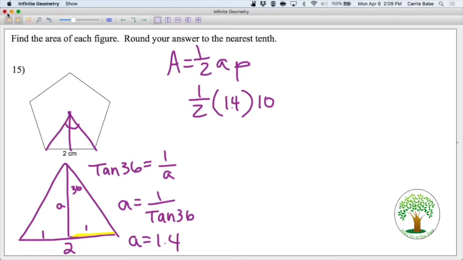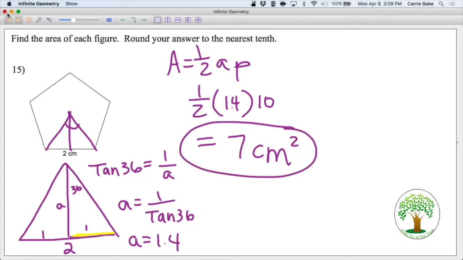You got 7? Yeah. I got 7. Centimeter squared, don't forget that. Technically it's not exactly that number, because we rounded this 1.4, but it's very close to 7. Yeah. It's 7.